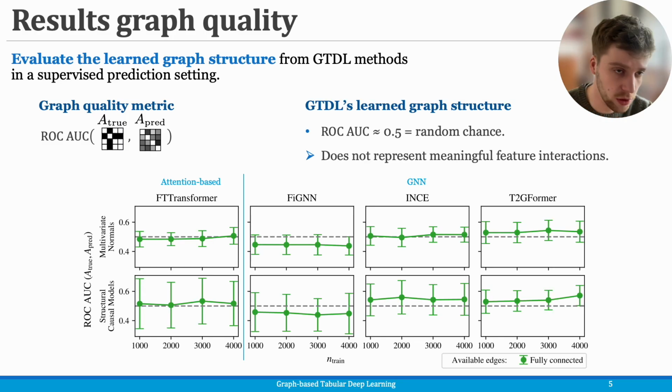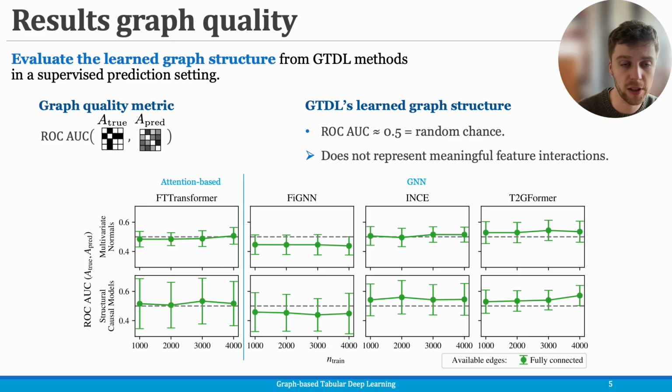Here you see the results with on the y-axis the ROC AUC, on the top row multivariate normals, and on the bottom row structural causal models. We do this for 1 attention-based method and for 3 different GNN-based methods. On the x-axis, we vary the number of training samples. Both the multivariate normals and structural causal models are averaged over 3 different datasets and 10 seeds.